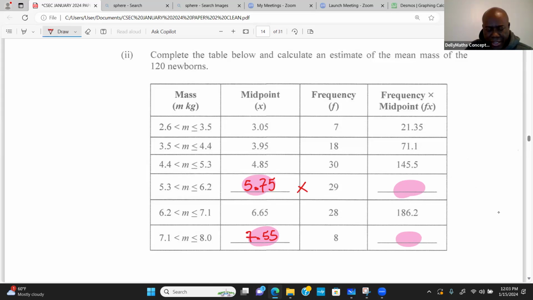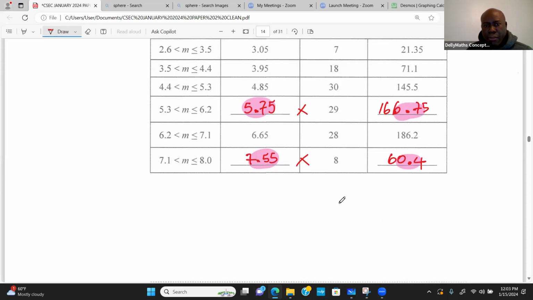So 5.75 times 29, it's going to give me 166.75. And then if we multiply this 7.55 times 8, we're getting 60.4. So what we're going to do now is to run our total.